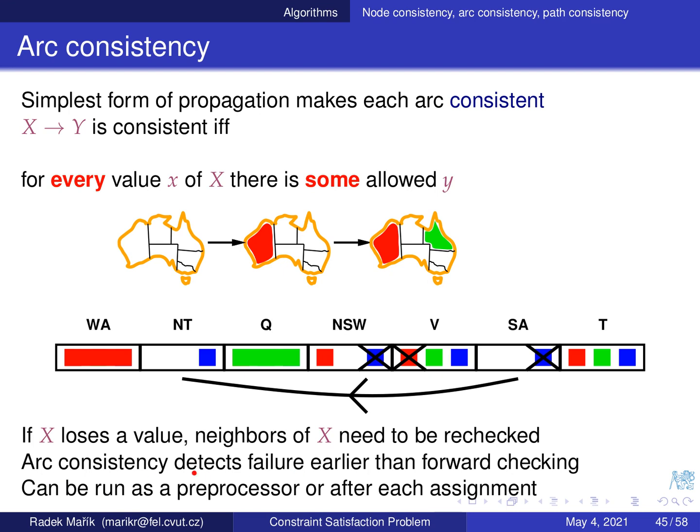Arc consistency can be used for early detection of failure. The failures are detected earlier than with forward checking, and it can also be run as a preprocessor or after each assignment.